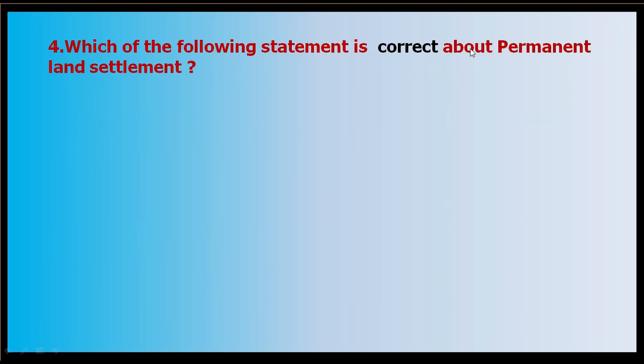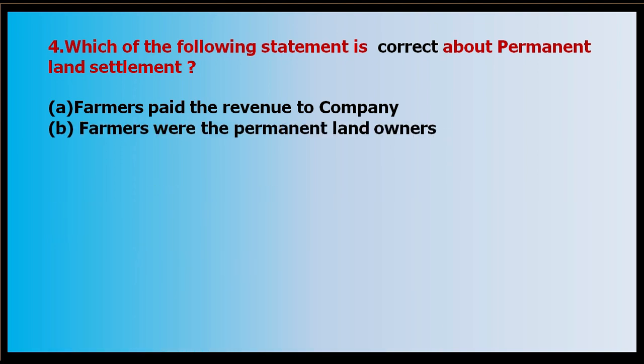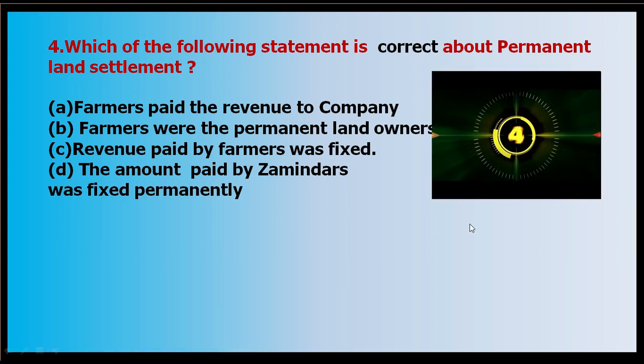Question number 4 is: which of the following statements is correct about the permanent land settlement? Find out which one is correct about the permanent land settlement. Statement number 1, farmers paid the revenue to the company. Option B is, farmers were the permanent landowners in this system. Option C, revenue paid by the farmers was fixed. And option D is, the amount paid by the zamindar was fixed permanently. Your time starts now.